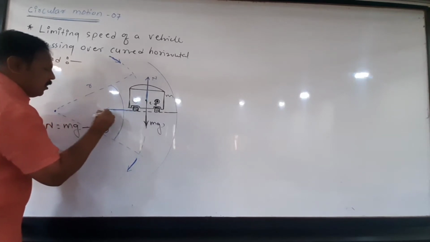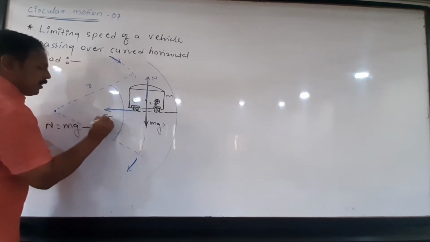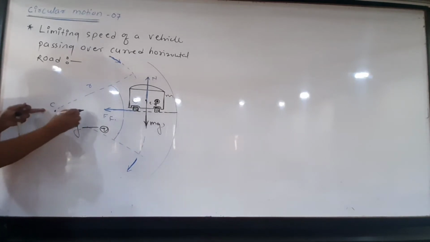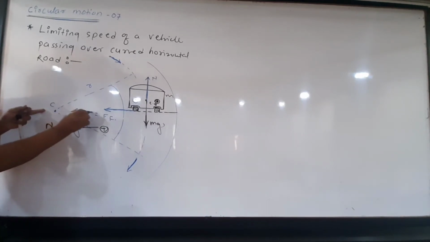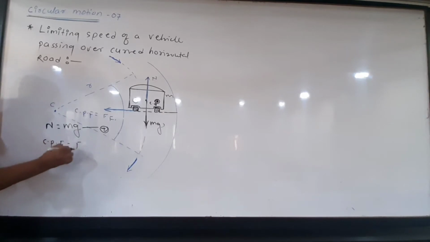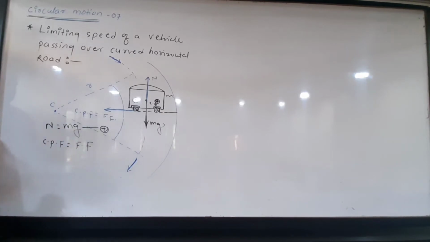See here, what is this? This is the frictional force which is acting toward the center of circular motion, which means it provides the necessary centripetal force. So in this case, centripetal force is provided by frictional force.